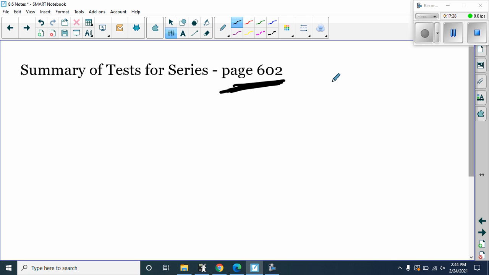So if you're ever working on a problem and you don't remember exactly all the different tests we've done, you can go back to page 602. It gives you all the conditions that need to be met for each of those tests.